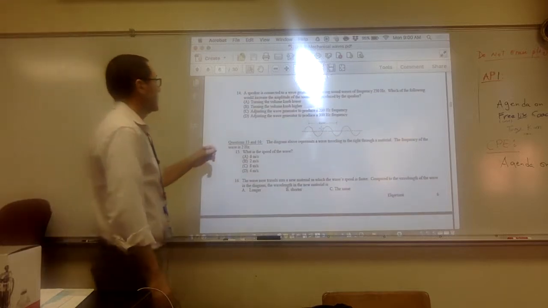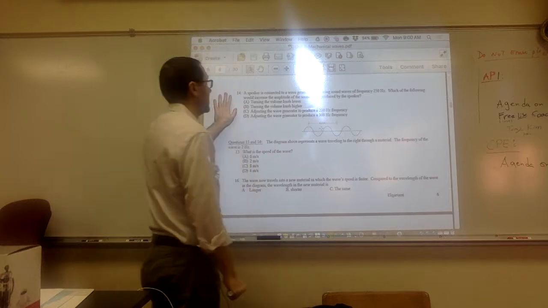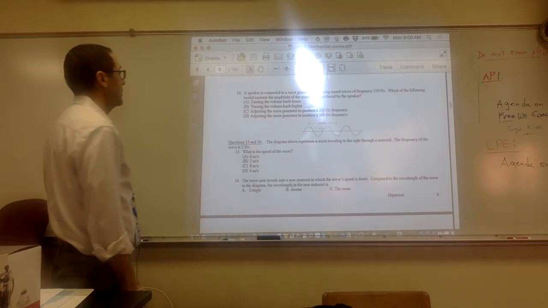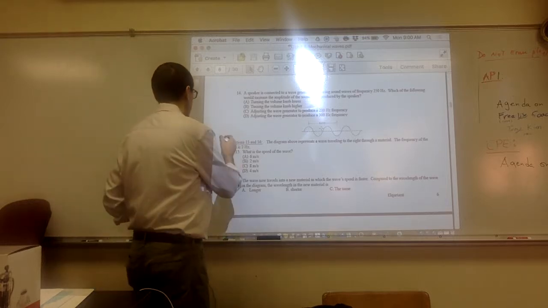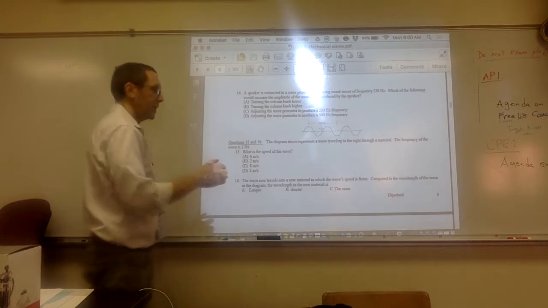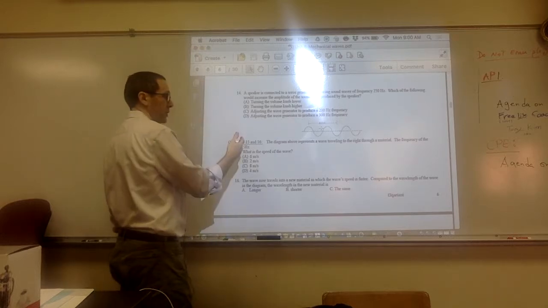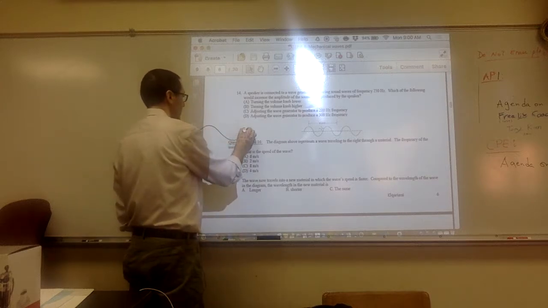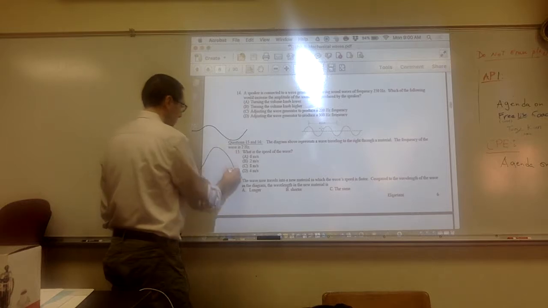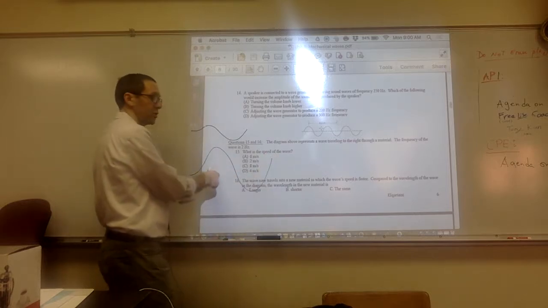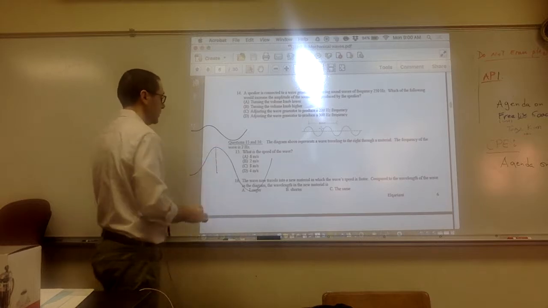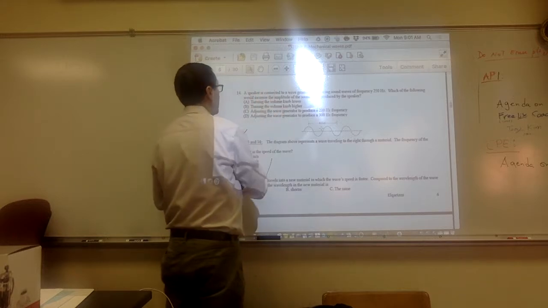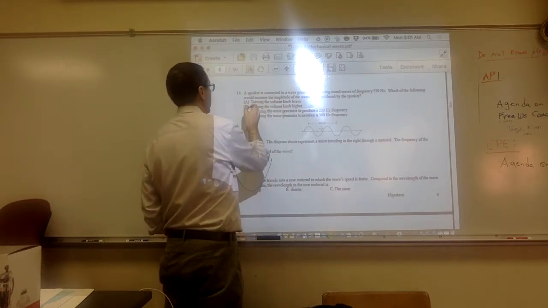Okay, 14. A speaker is connected to a wave generator producing sound waves of frequency 250 hertz. Which of the following will increase the amplitude? Okay, so the amplitude has to do with how much energy is stored in a wave. So if I have a wave that looks like that, compared to a wave that looks like this, the bottom one has more energy stored in it because it has a higher amplitude. Okay, so in order to increase the amplitude, you just have to change the volume higher.